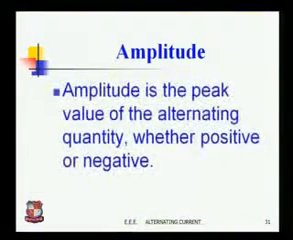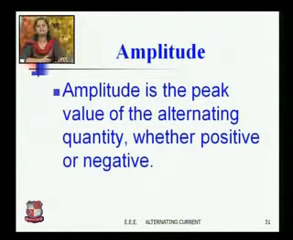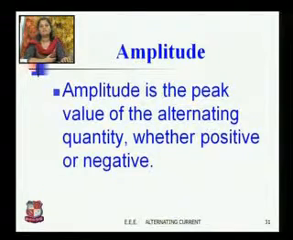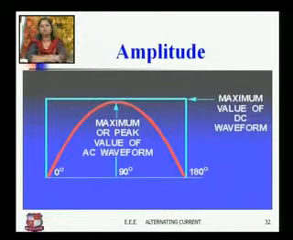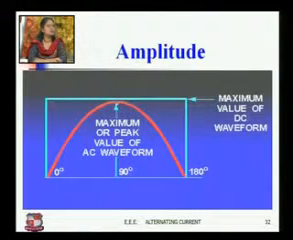Next is the amplitude. Amplitude is the peak value of an alternating quantity, whether it is positive or negative. As we know, our alternating quantity has two half cycles, the positive half cycle and the negative half cycle. If you consider the peak value of either of these two half cycles, it is known as the amplitude. As shown in the figure, I consider only the positive half cycle. The maximum value, or peak value over here, is the amplitude of the alternating quantity. In the same way you can find the amplitude from the negative half cycle also.